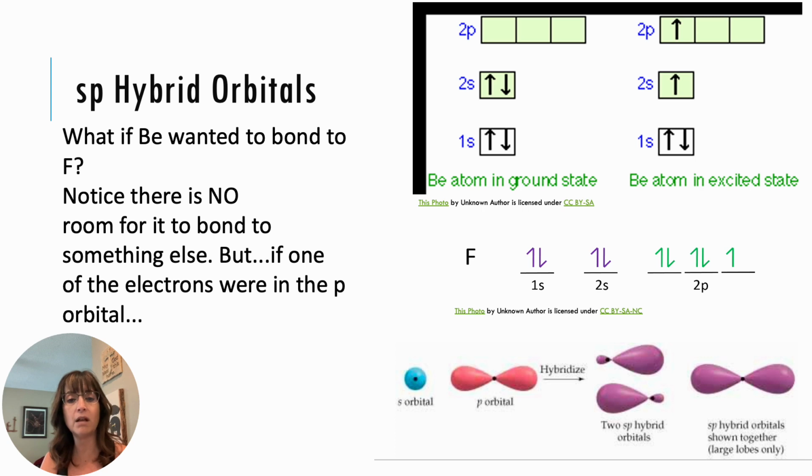And I'll show you on the next slide what a BeF2 molecule will look like.